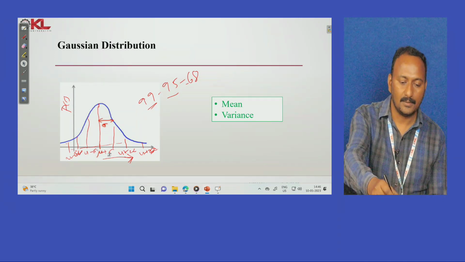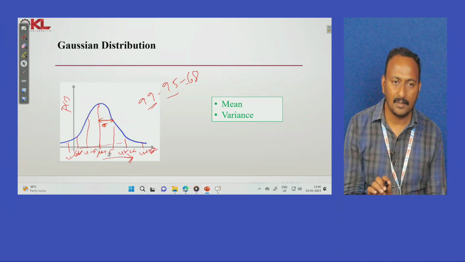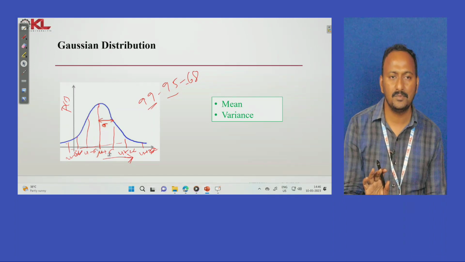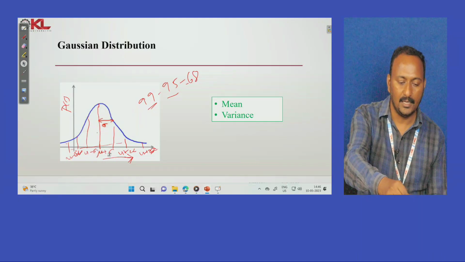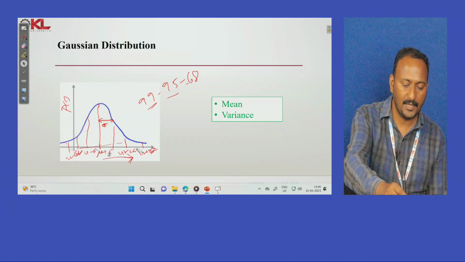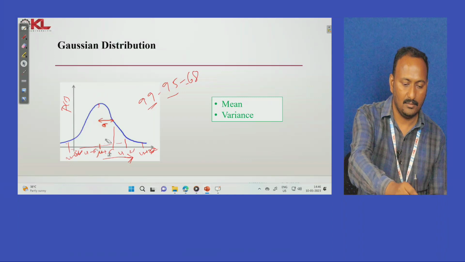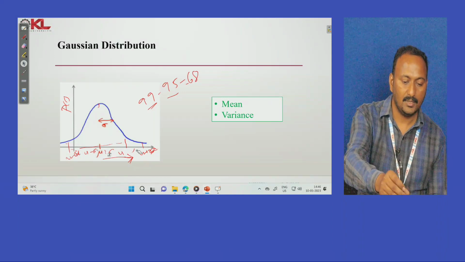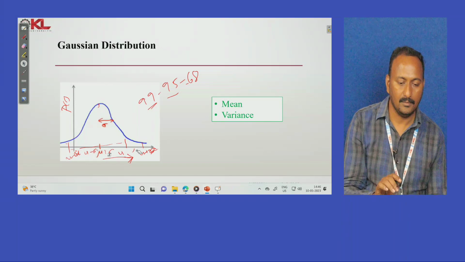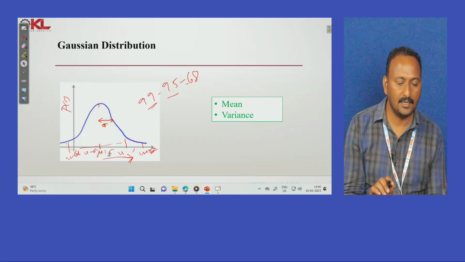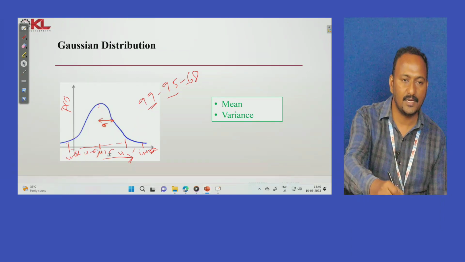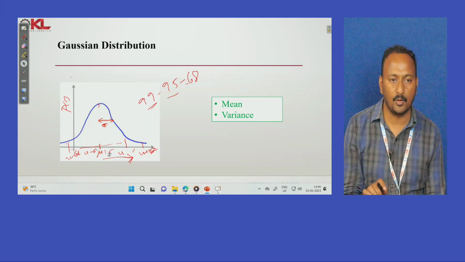So whatever data we have, that data simply follows either the normal distribution or Gaussian distribution. If it follows the Gaussian distribution, then data must be distributed like this. So this mu indicates the mean, and this sigma indicates the variance. On the x-axis we take the data instances, and on the y-axis we take the probability density function, which is the Gaussian distribution function.